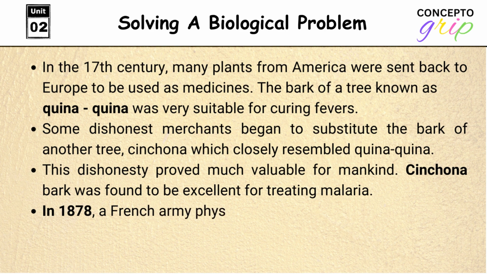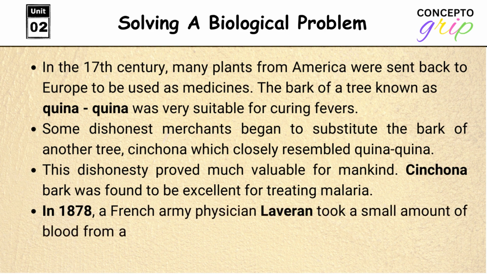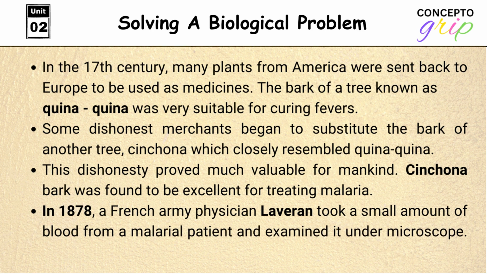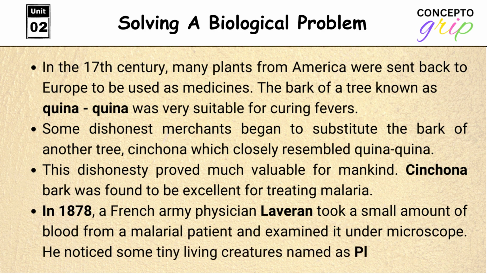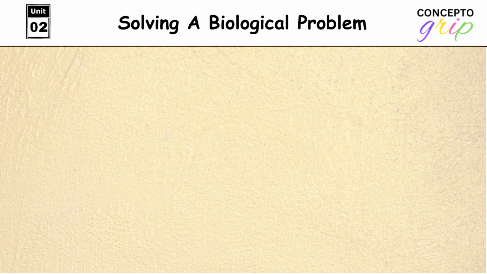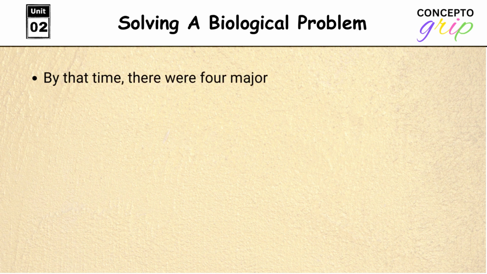In 1878, a French army physician, Laveran, took a small amount of blood from a malarial patient and examined it under microscope. He noticed some tiny living creatures named as Plasmodium. By that time, there were 4 major observations about malaria.